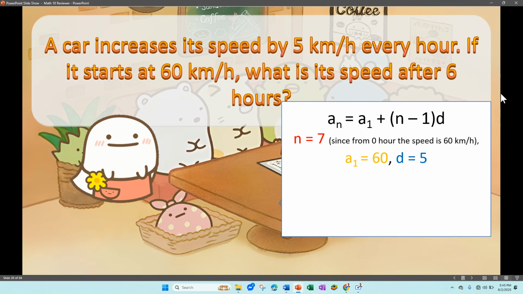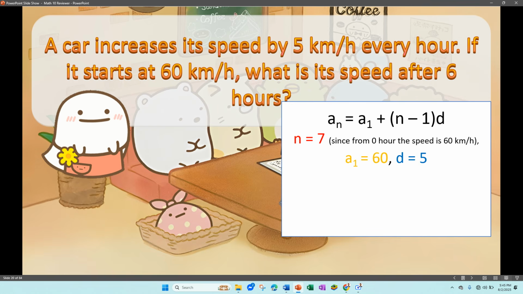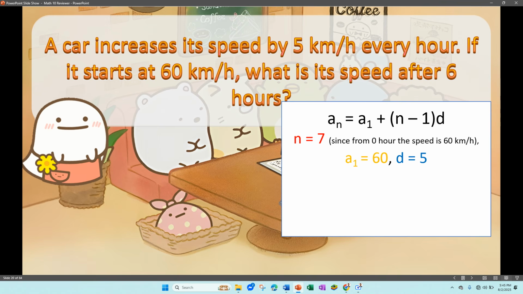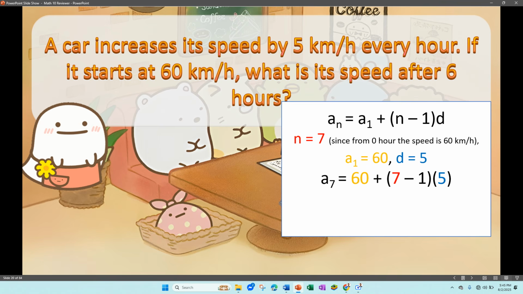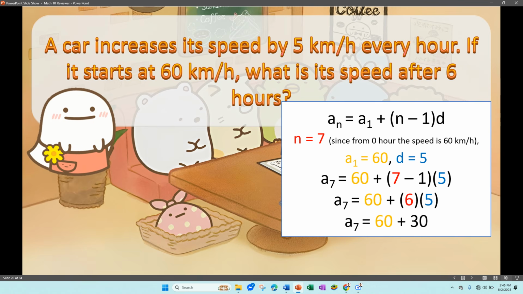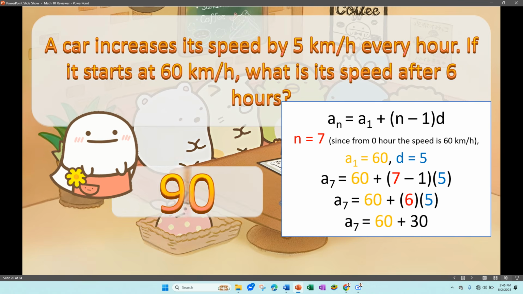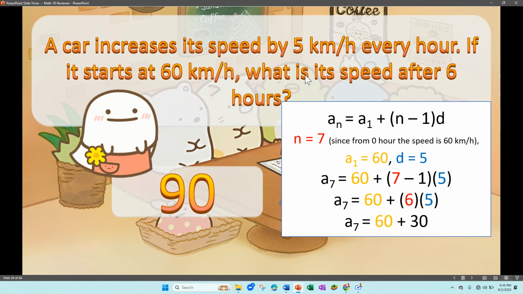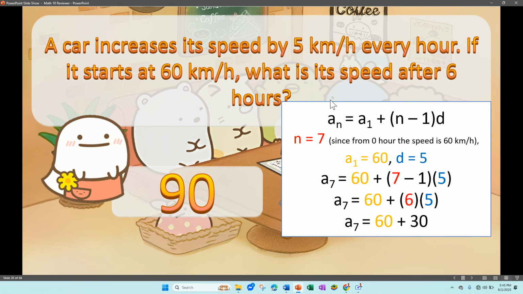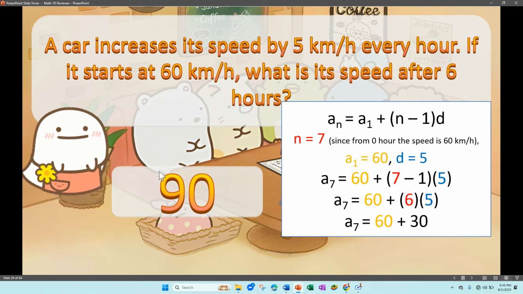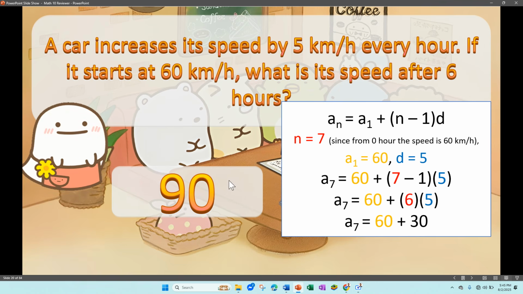A sub 1 po natin is 60 kilometers and our difference is 5 kilometers. Substitution po tayo. Parentheses, multiply, and 60 plus 30 is 90. So that means the speed of the car after 6 hours is 90 kilometers per hour.